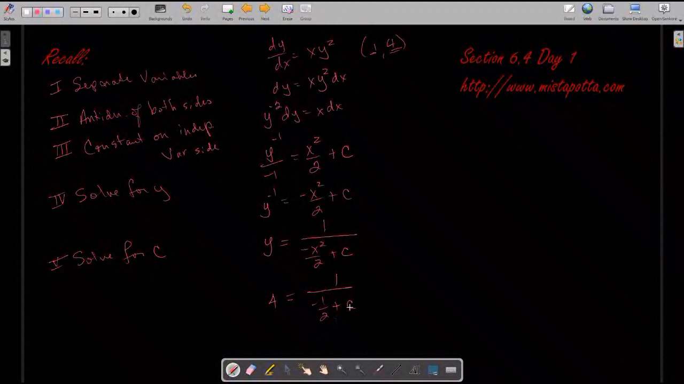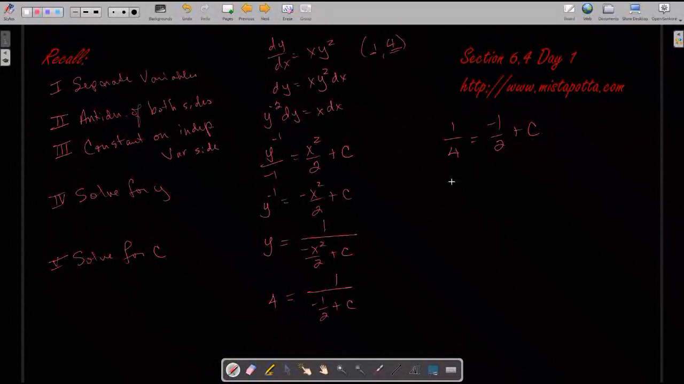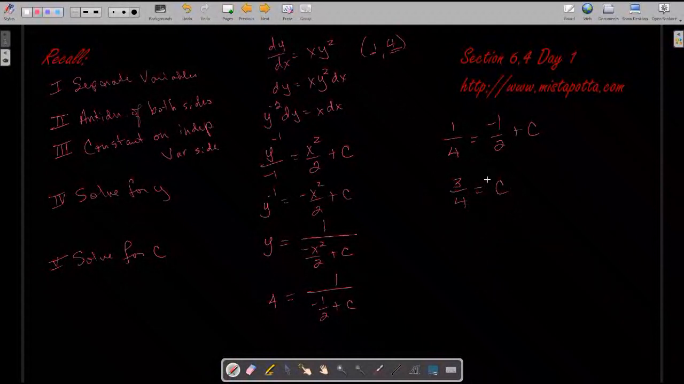I'm going to take the reciprocal of both sides. So I end up with 1/4 equals negative 1/2 plus c. And then I'm going to move this 1/2 to the other side, leaving me with 3/4 equals c. And so once I've actually solved for c, now I can place it where I've solved for y and actually get an explicit function of y.